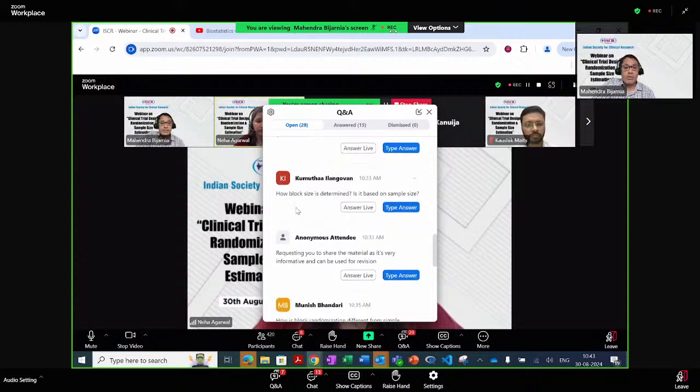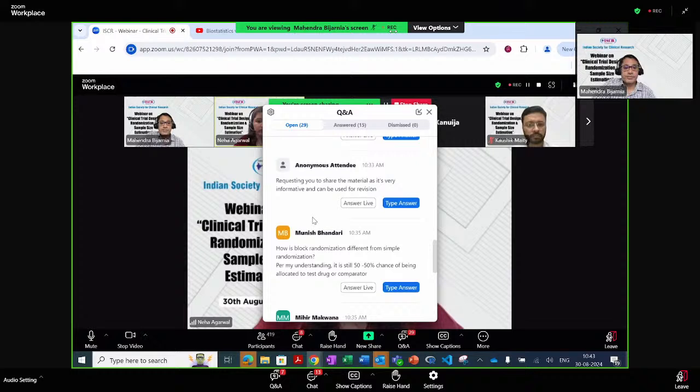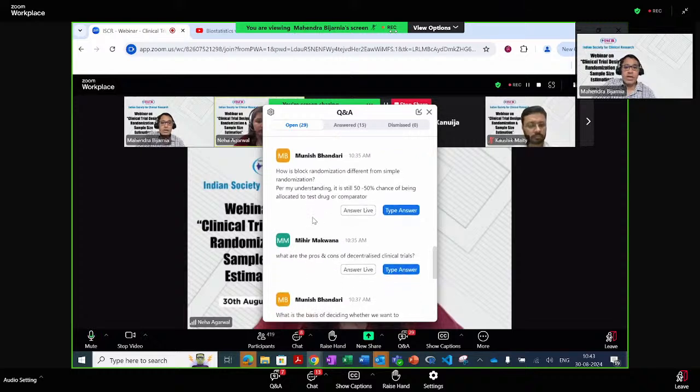How block size we discussed. Then how is block randomization different from simple randomization? Per my understanding, it is still a 50% chance of allocating a test drug or a comparator. Okay, so now, Rupina, would you? Yes, I can give an example here.